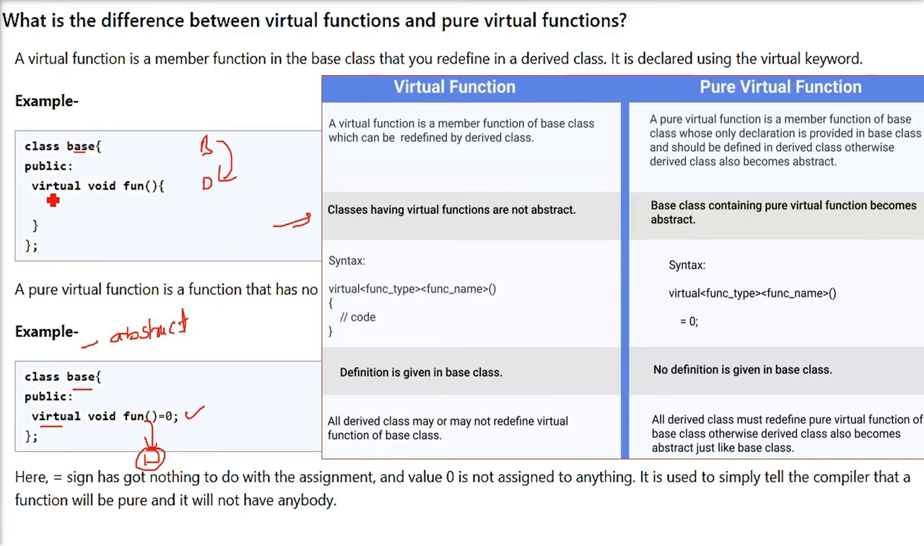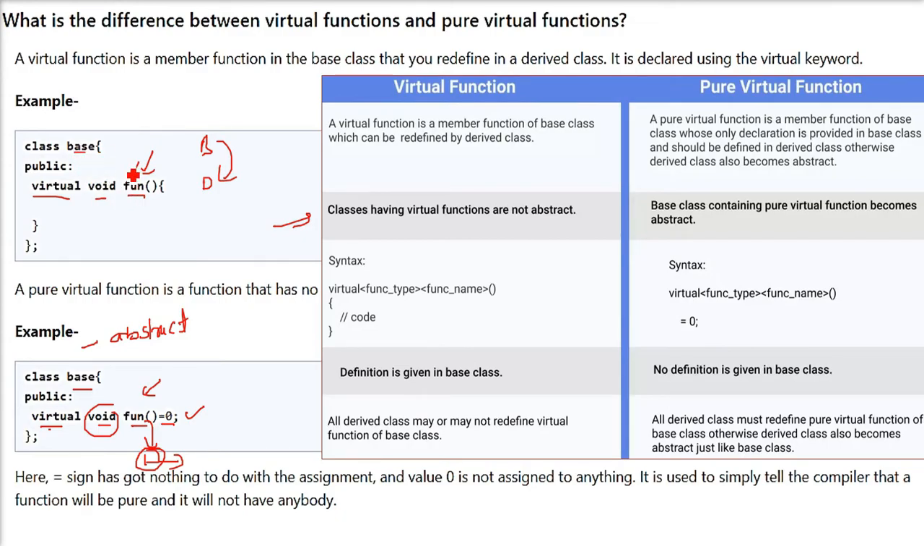So how do you write it? For a virtual function, we write virtual and then the function type and then the function name. And for a pure virtual function, whatever function is there, you have to put = 0. This is the code. A definition is given in the base class for a virtual function, and for a pure virtual function, no definition is given in the base class. No definition at all.